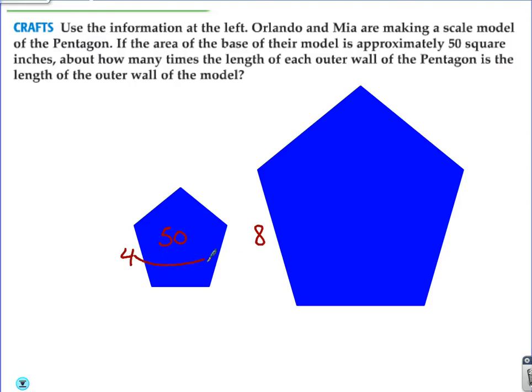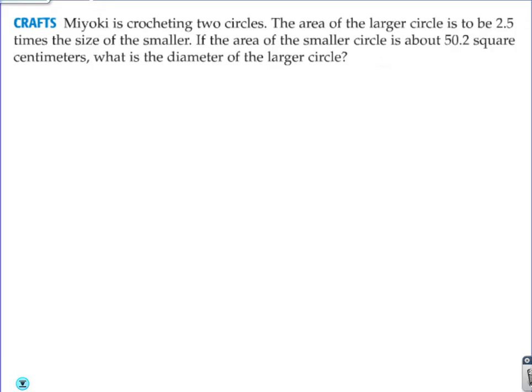From 4 to 8 would be 2. So would our area be 100 here? No. It would be 200. If you have a scale factor of times 2 linear-wise, then the areas will have a scale factor of times 2 squared, or times 4, which would make it 200. Okay. Didn't want to just skip that completely.